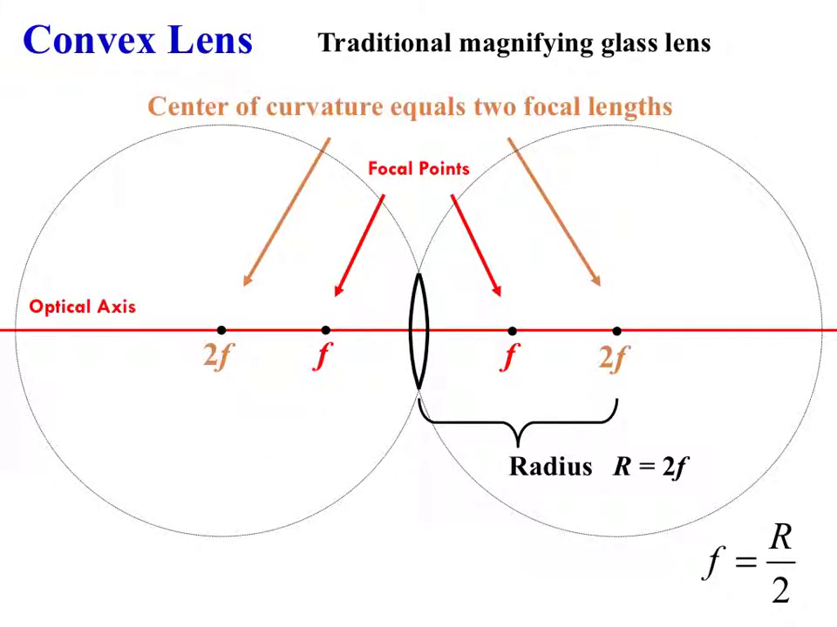Now let's first look at a convex lens. This is traditionally used in magnifying glasses. The center of curvature equals two focal lengths, so the distance of a focal length is from the lens to half of the center of curvature. So make sure to write this equation down.